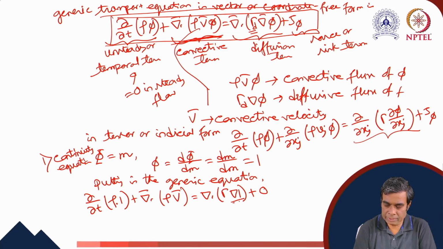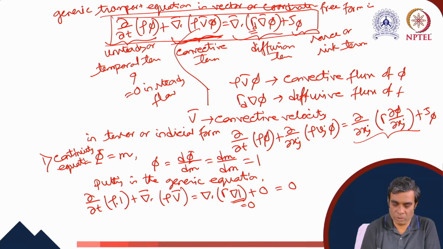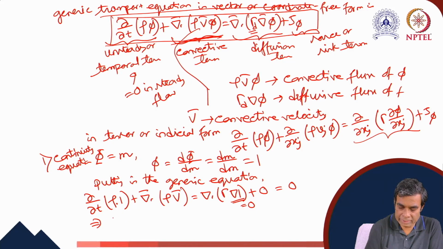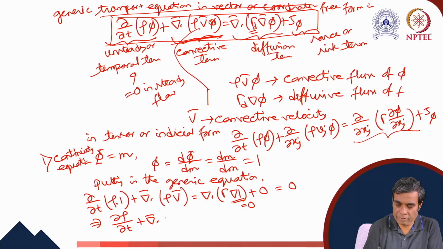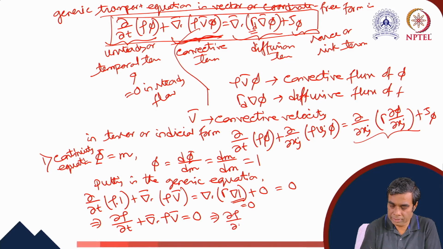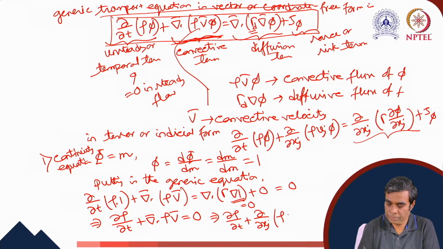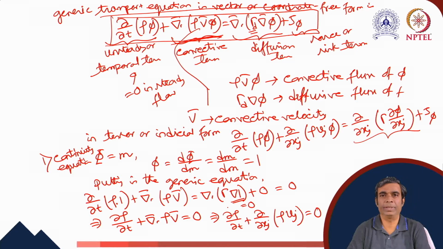Now this gradient of 1 is equal to 0, which means the right hand side is 0. So we can write it as ∂rho/∂t plus divergence of rho v bar equals 0. This can be written in tensor form as ∂rho/∂t plus ∂/∂xj of rho uj equals 0. So this is the generalized continuity equation in strong conservative form.